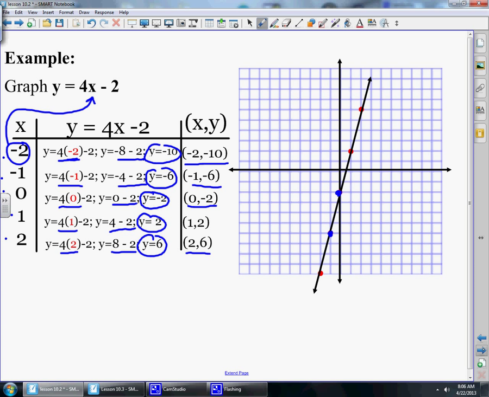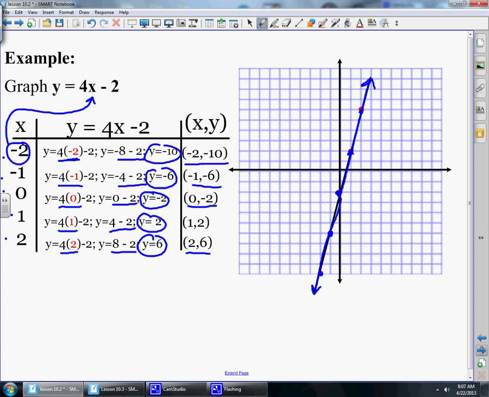There's the third point. To the right 1, up 2. There's the fourth point. And to the right 2 and up 6. There's the fifth point. Now, if you notice, all of those points fall in a straight line. And then I connected them together with this line right here. And that's the graph of the equation.